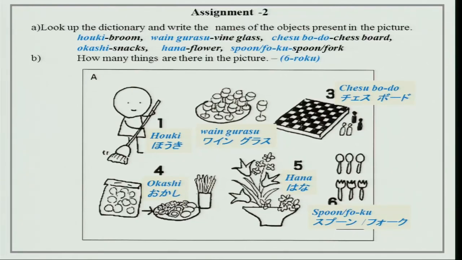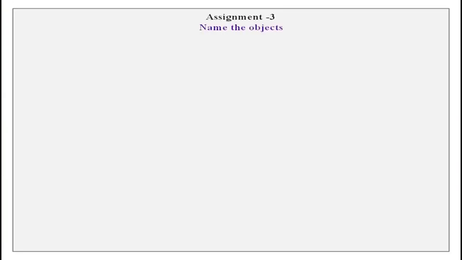Then in B we have how many things are there in the picture. So you are supposed to tell how many things are actually there, the things that you have named. So well, there are 6 things in the picture. We will go on to the next assignment.